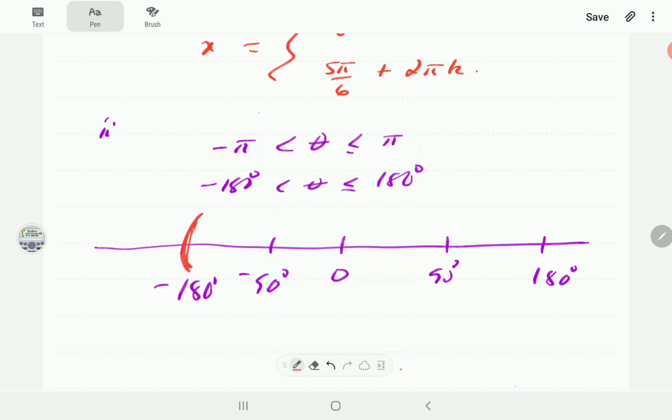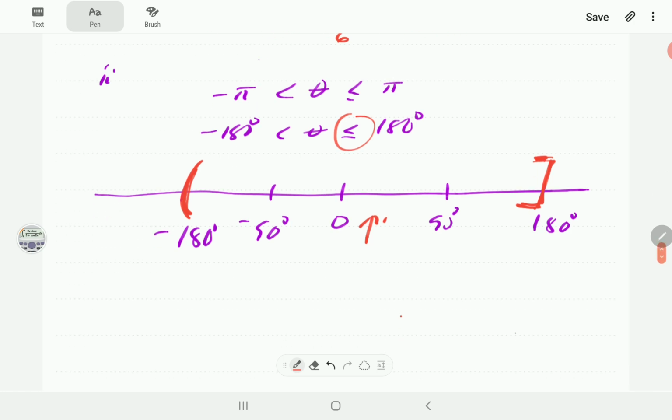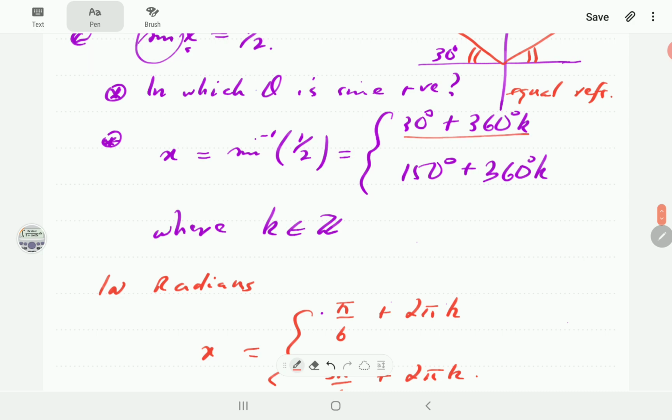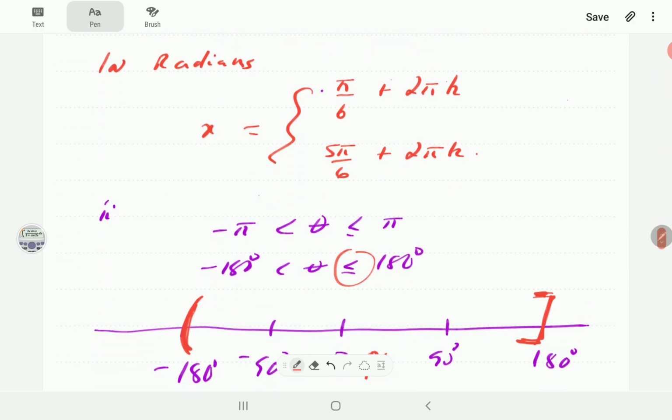This side is curly brackets and this side is square brackets, because we've got an equal sign this side. And so we want all angles in this interval here. So what we're going to do is let's start by working this out in degrees. So take 30 for instance. When k is 0, that gives us 30, and then question is 30 in this interval? And the answer is yes, 30 is there.